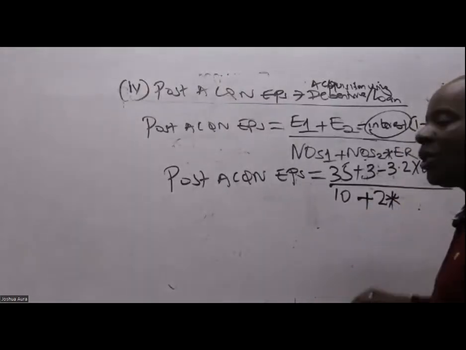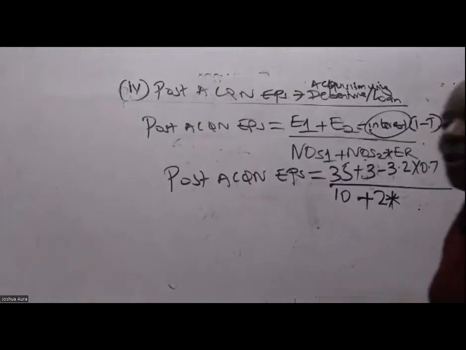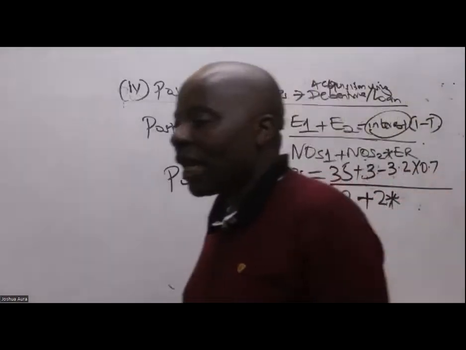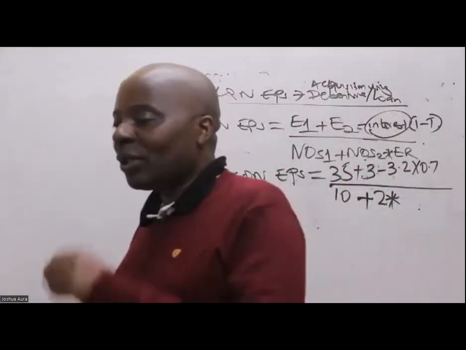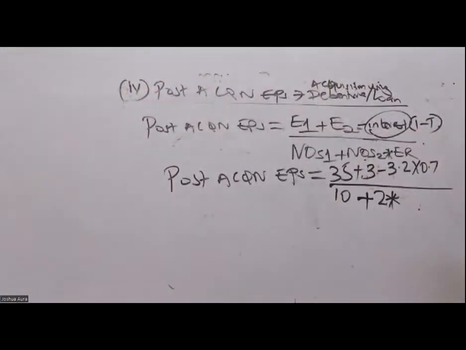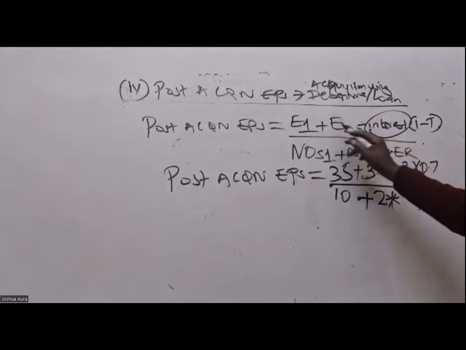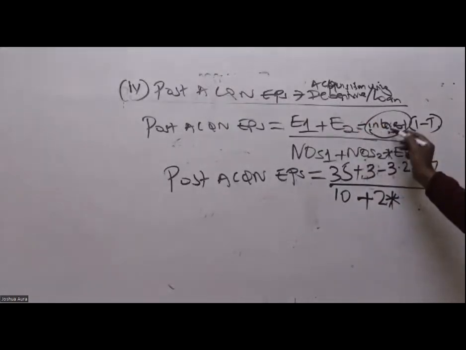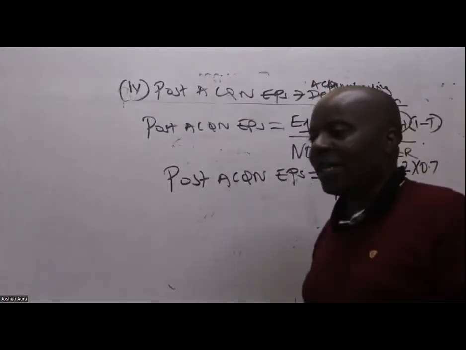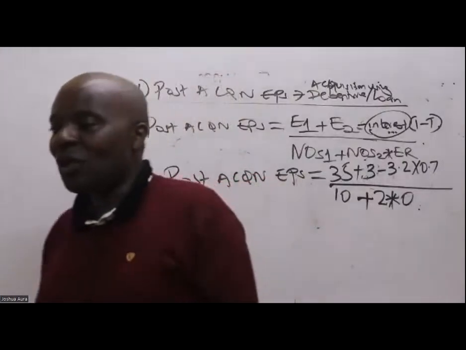Times the exchange ratio. This is something that most of them will not be able to remember. Somebody will tell me that the exchange ratio is a half, and most of them actually will say it's a half, forgetting that whenever there is a debenture, whenever there is this interest, it's a loan, then the exchange ratio should be equal to 0.